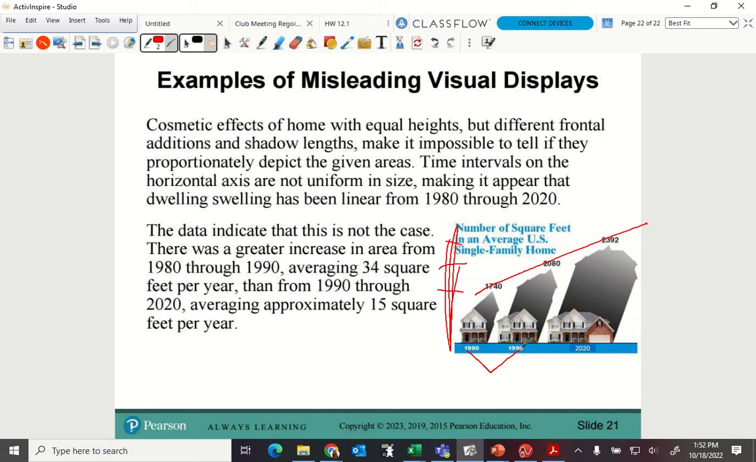How many years is that? That's 10 years. What about from 1990 to 2020? That's 30 years. So are they skewing this to make it look different? Yeah, it should be equal increments and it should be labeled correctly. That's important, and that's what it's talking about here. You've got to actually look at things.